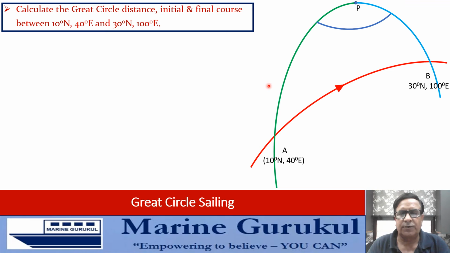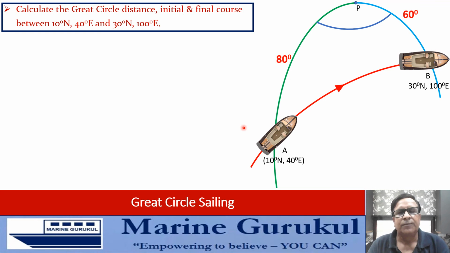Now the vessel, when it departs from A, shall be positioned as shown here. When the vessel reaches B, it shall be placed like this. Now, knowing the coordinates of A and B, we can get the values of PA, PB and angle P. I'm sure we all know that PA is the colat of A, so it is 90 minus latitude of A, which is 80 degrees. Likewise, PB is 90 minus latitude of B, 60 degrees, and angle P is the D long between A and B, which is again 60 degrees.